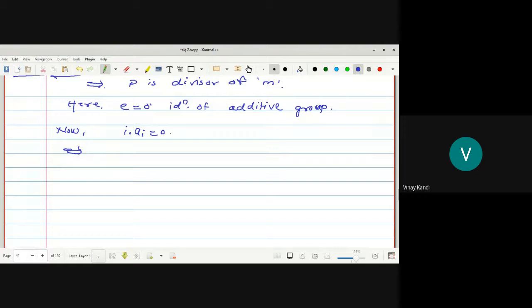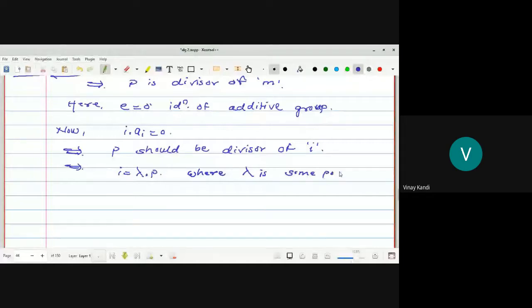Okay, so this implies, but what is the characteristic of the field in the second case? P. So this implies P should be a divisor of I. Okay, so this implies I is equal to lambda into p, where lambda is some positive integer. Okay, any doubt? P is the divisor of I.